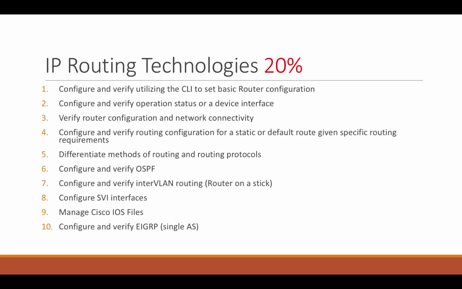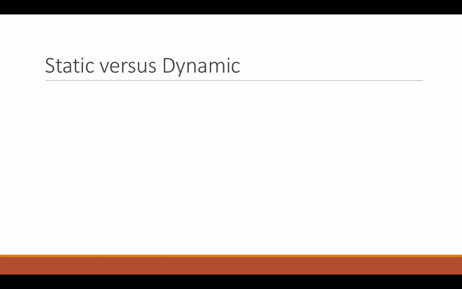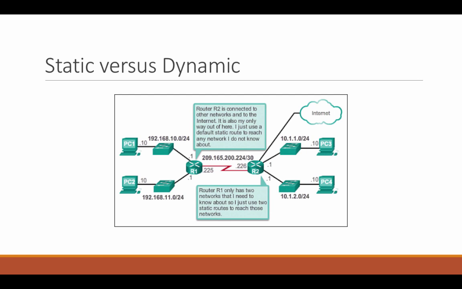We're still on chapter 4, the IP routing technologies. We're going to be looking at static versus dynamic routing, link state versus distance vector, next hop, IP routing table, passive interfaces and how they work, administrative distance, which we've already covered really, split horizon, and metrics. So static versus dynamic. We'll look at some of the benefits of both of them really.